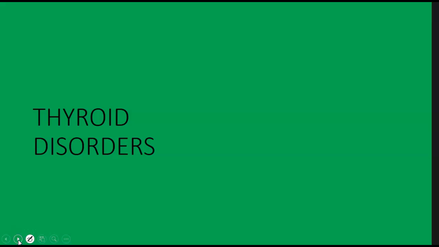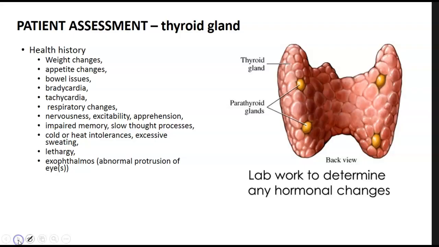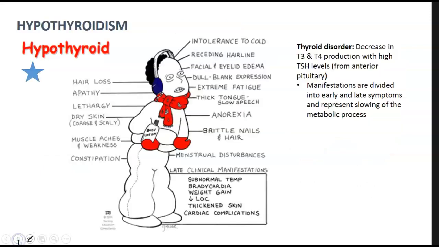Speaking of which, thyroid disorders. When you think thyroid, please, please, please think metabolism. So assessment, again, lab work to determine any hormone changes. Hypo, think about everything slowing down. This is going to be a decrease in T3, T4 production with high TSH levels from the anterior pituitary.